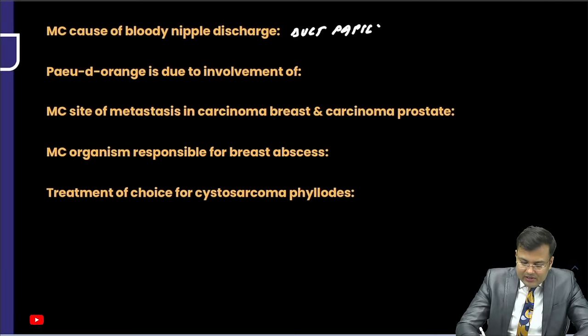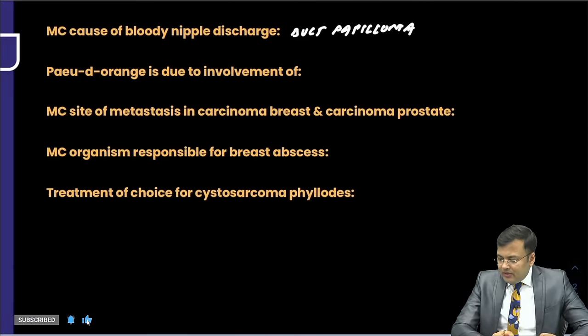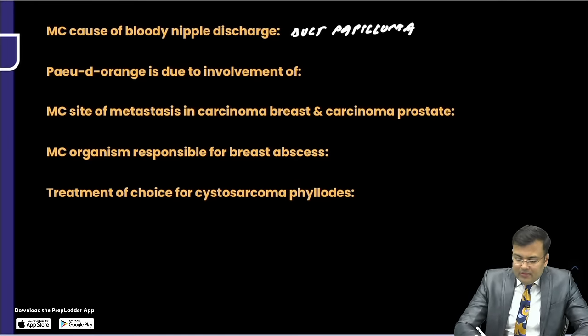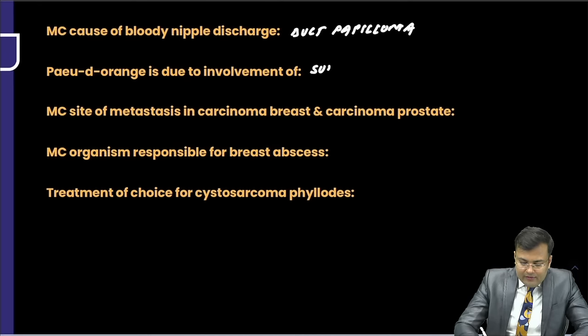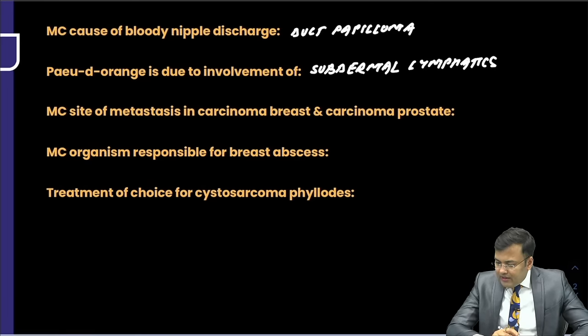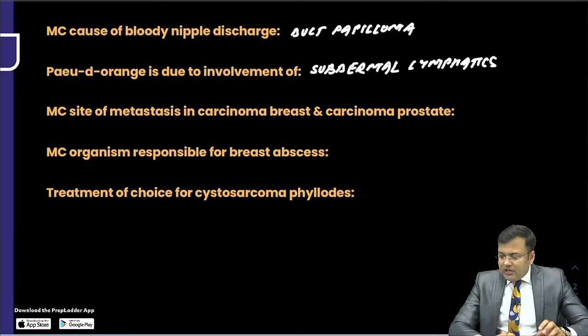Okay, you can read the questions and send the reply. Peau d'orange, it is due to involvement of which particular structure? Tell me guys. Subdermal lymphatics. It is due to involvement of subdermal lymphatics. Very good. Yes, majority of you are correct. Manjari Singh, Dr. Monica, Shruti Shrivastava, Neelam, Parvez Khan, Dr. Ishika, all of you are correct.